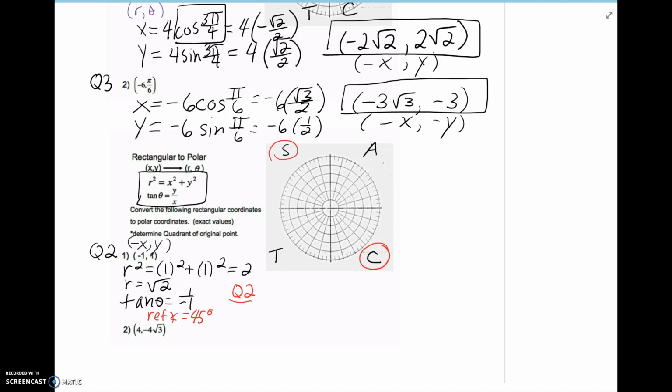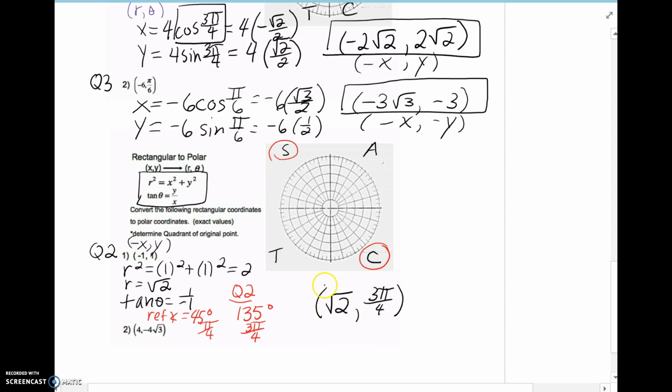So 45 degrees. And then we want our answer in quadrant 2. So our answer in quadrant 2 would be 135. And then reference angle pi over 4. So that would be 3 pi over 4 for that. And our final result would be radius of root 2, angle measurement 3 pi over 4.